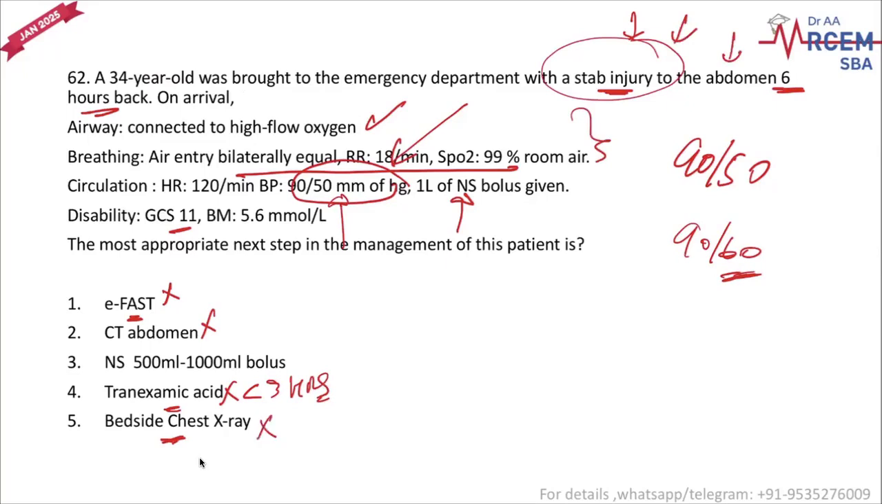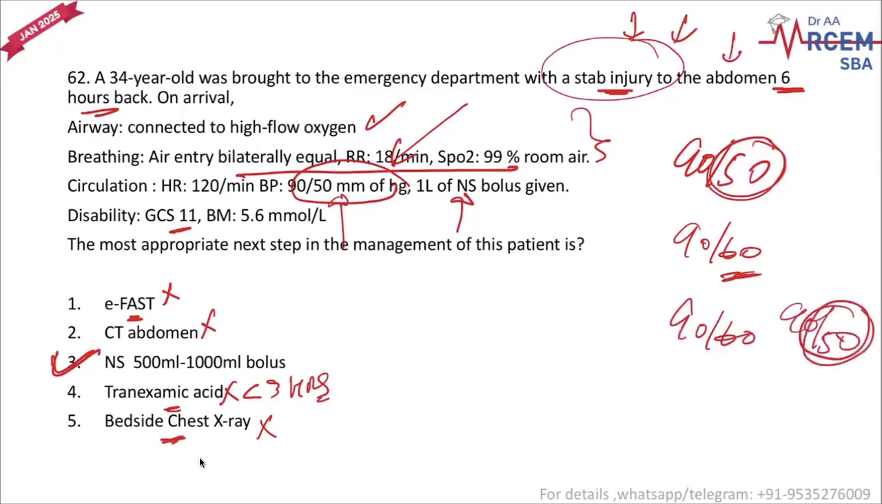So what will we be doing? We'll be giving more fluid because the patient is still in shock. The blood pressure is not 90/60, it is 90/50. For this reason, we are giving more IV fluids. So the right answer here is the third one. Remember that tranexamic acid is given if the presentation is less than 3 hours from the incident. It is more than 3 hours, it's 6 hours here. For that reason, we are not giving tranexamic acid.